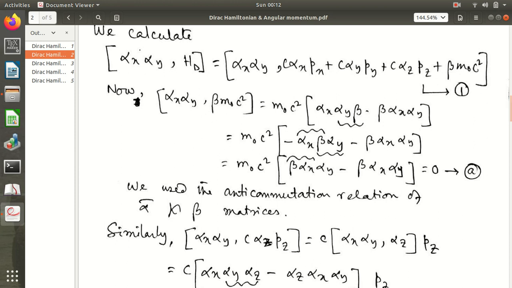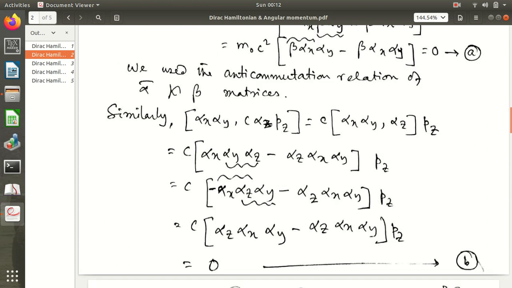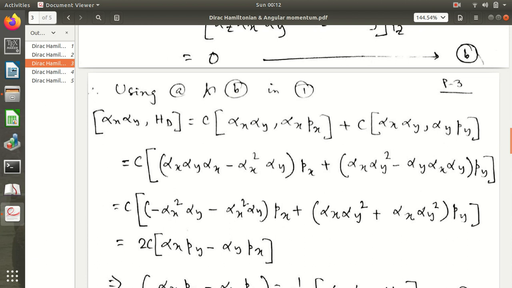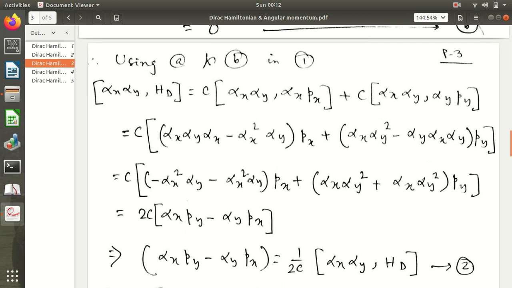So you need to calculate the commutation of alpha x alpha y with c alpha x px plus c alpha y py, and you now calculate. So alpha x alpha y commutation with HD comes out to be these two commutations, and you just expand alpha x alpha y and alpha x px: alpha x alpha y alpha x minus alpha x square alpha y. You just do it. I am not reading this out.